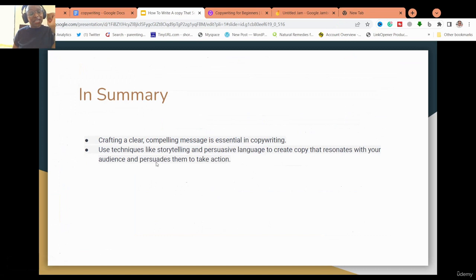So in summary, creating a clear, compelling message is essential in copywriting. So use techniques like storytelling and persuasive language to create a copy that resonates with your audience and persuades them to take action. I have showed you how to use a story in your copy. I have showed you some of the persuasive words or this persuasive language that you can incorporate in your copy, and I've also showed you some of the rhetorical questions that you can use in your copy to persuade your audience to take action. So I hope we are together up to there and you are learning something, and you're going to make your copy stand out, and you're going to make a lot of money. You're going to be able to sell anything you want.